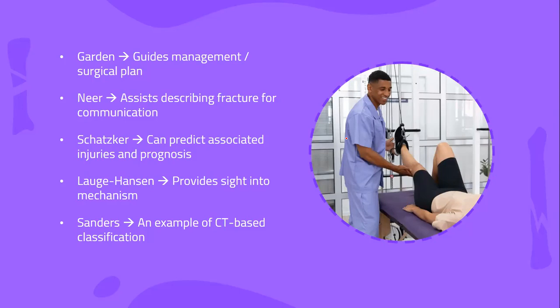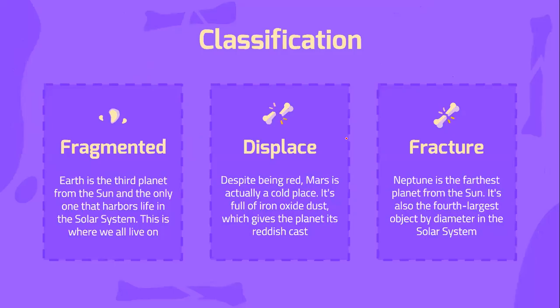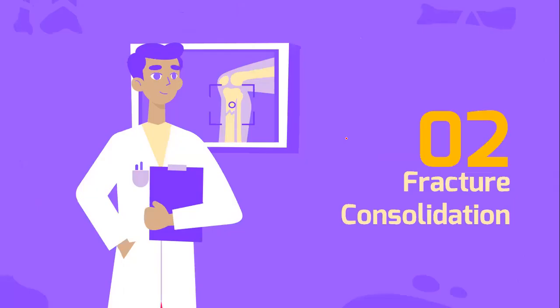So this Sanders classification is based on tomography. Okay. Here we have some other classification. Here we have the fragmented displays and some other fractures. Here we have the evolution of any kind of fracture, which is the fracture consolidation.